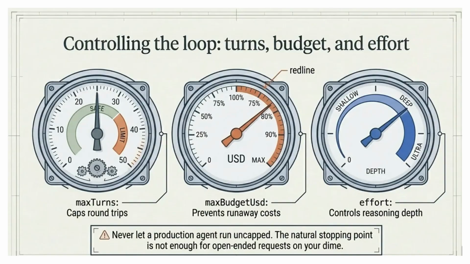You get 3 dials. Max turns caps the number of tool use round trips. Max budget USD stops the loop once the running cost estimate crosses a threshold. And effort controls how hard Claude reasons per turn. Lower effort spends fewer tokens and less money. Higher effort reasons more thoroughly for genuinely hard debugging. Turns and budget default to no limit, the single most important thing to change before anything you write leaves your laptop. In production, set a budget by default.